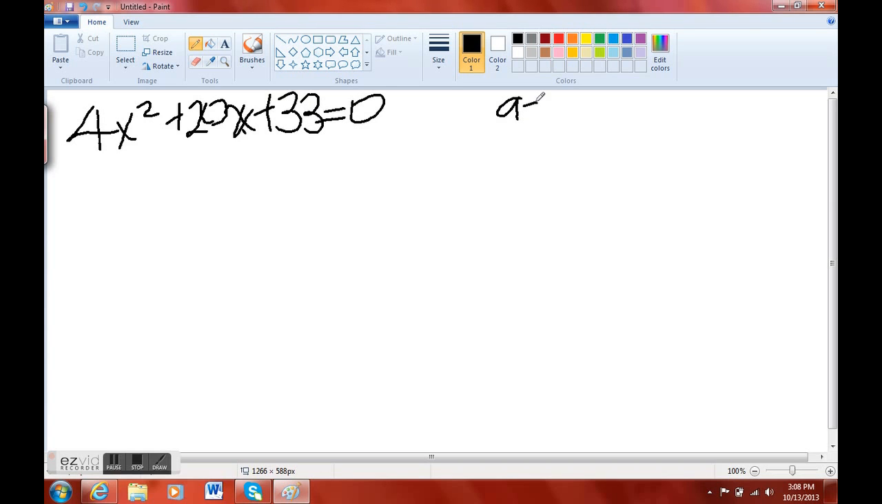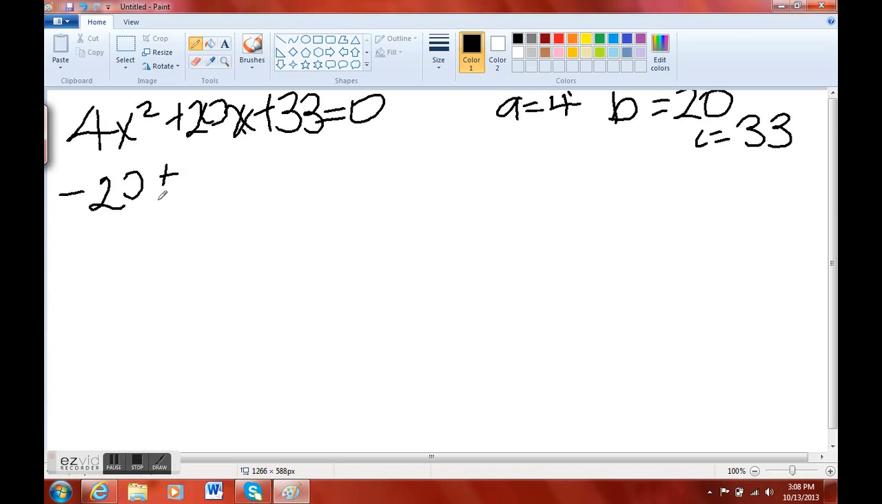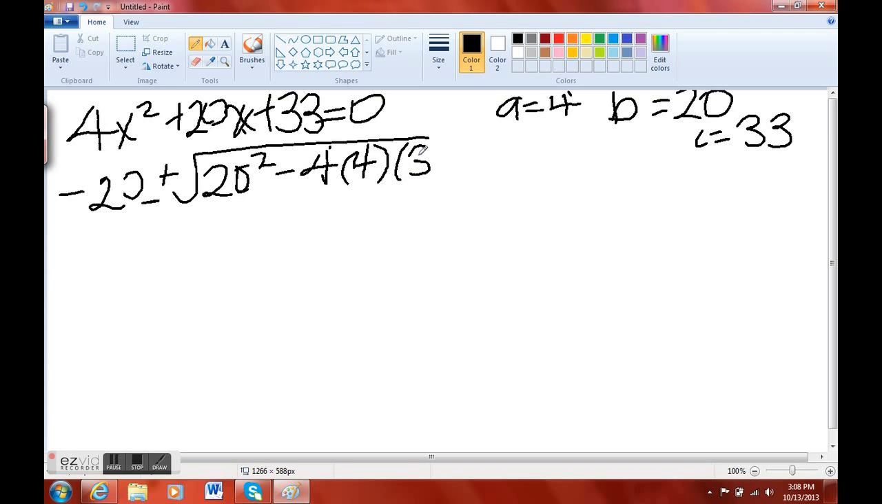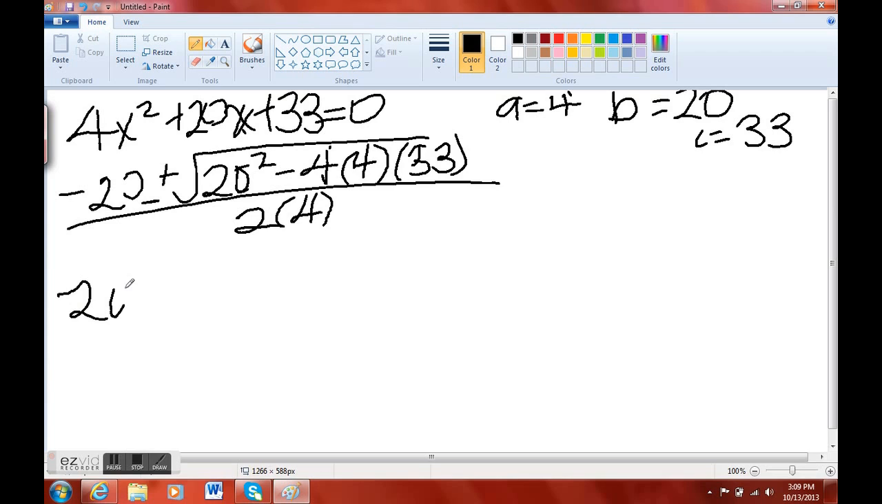You didn't have to pay to wake up. Anyway, -b plus or minus square root, you get the gist. You plug those numbers in, and you're left with -20 plus or minus the square root of something, all over 8. That's gonna be 400 minus, the break is me using the calculator, 400 minus, I believe it is 528, which is gonna give you -128.